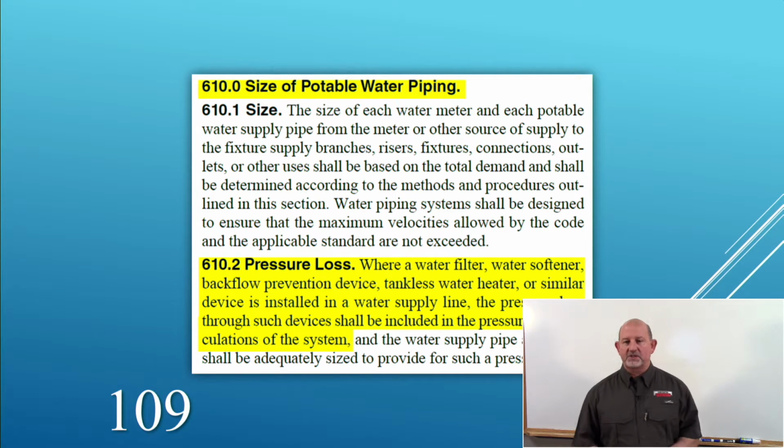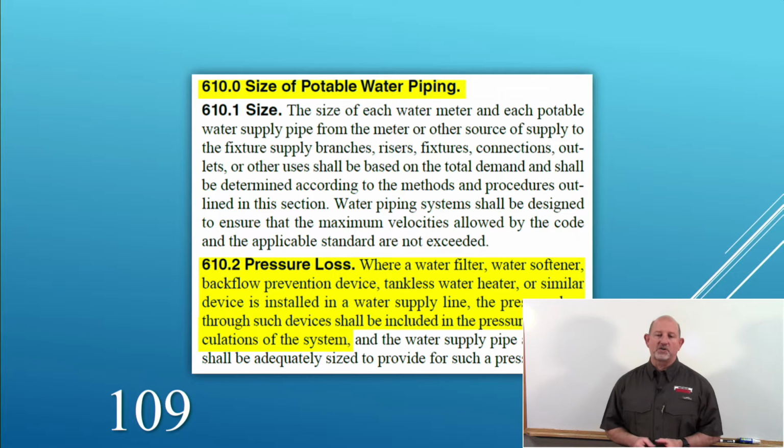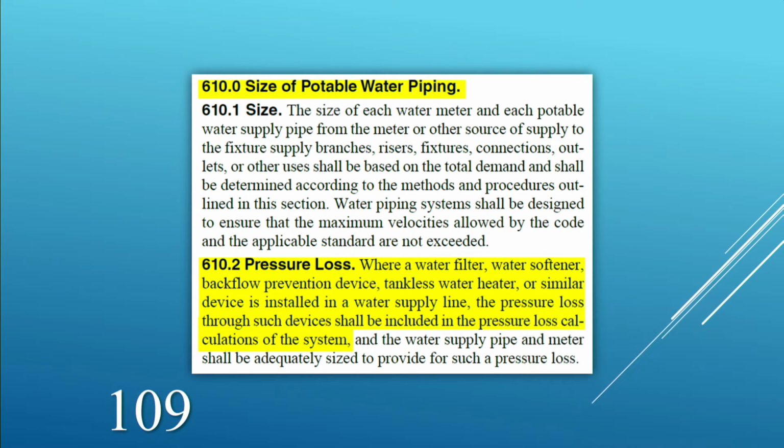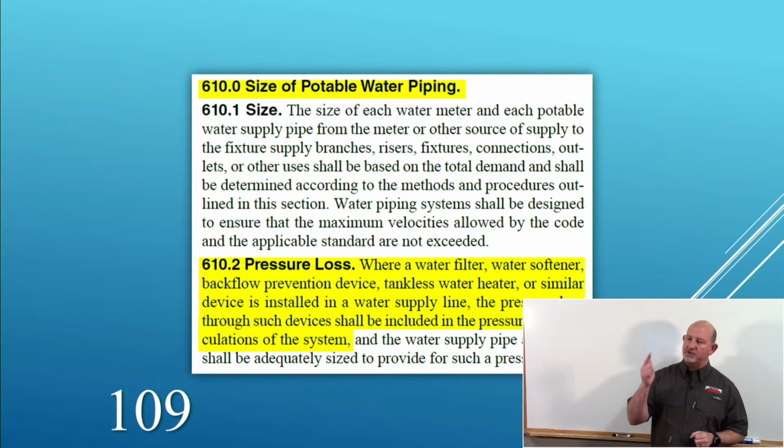Down below there, we got section 610.2, pressure loss. It says where a water filter, water softener, backflow prevention device, tankless water heater, or similar device is installed in a water supply line, the pressure loss through such device shall be included in the pressure loss calculation of the system. All right, so this is number one of five of the worst of the worst conditions.